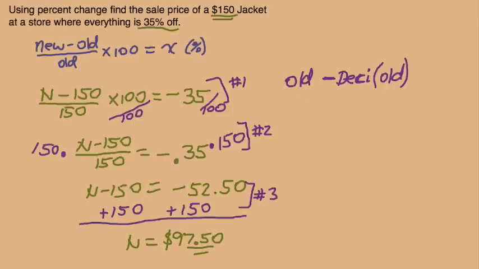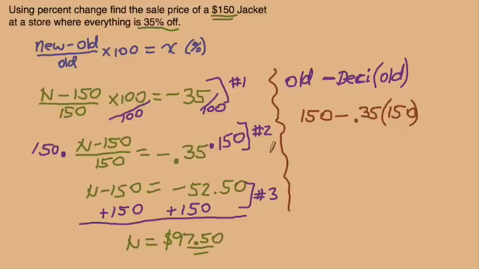Alright, so in this case, if you wanted to use the shortcut formula, the old value is 150. It would be minus, because it's a discount, the decimal value of 35% is 0.35, and then you'd multiply by 150. And then type it in your calculator, and you would end up with $97.50.